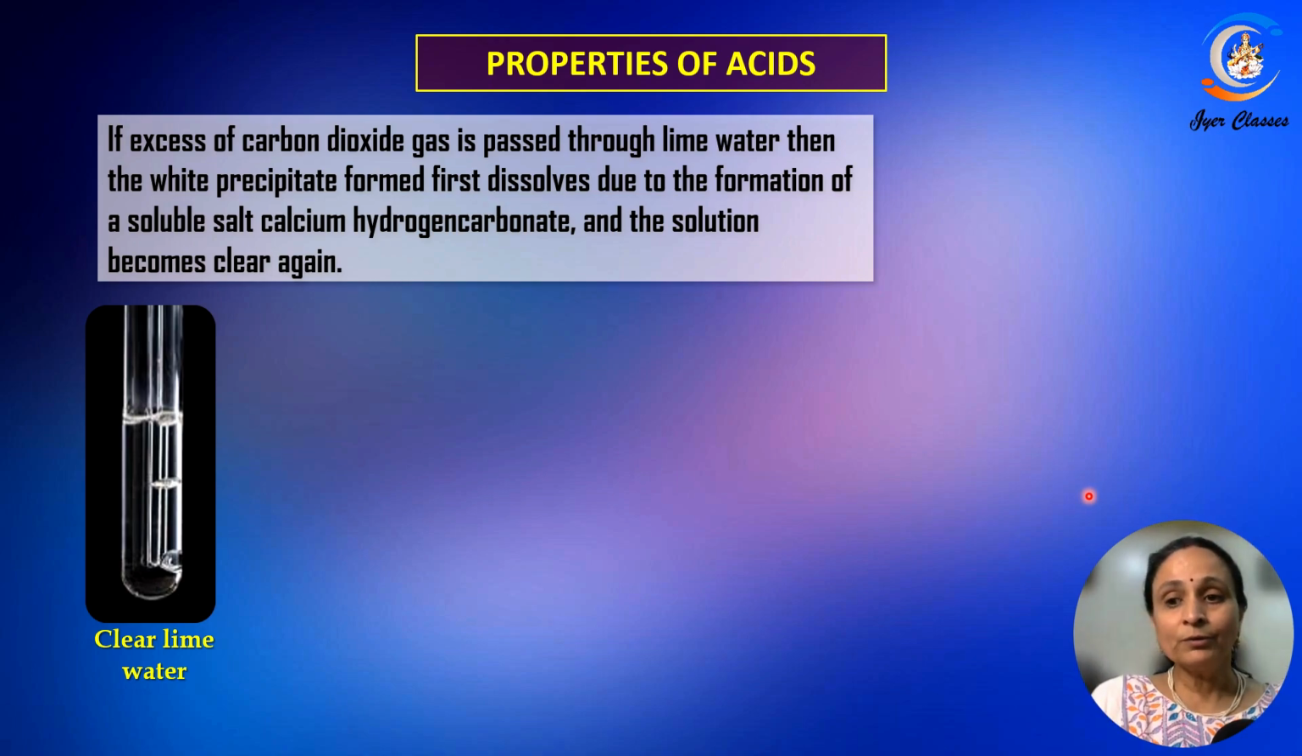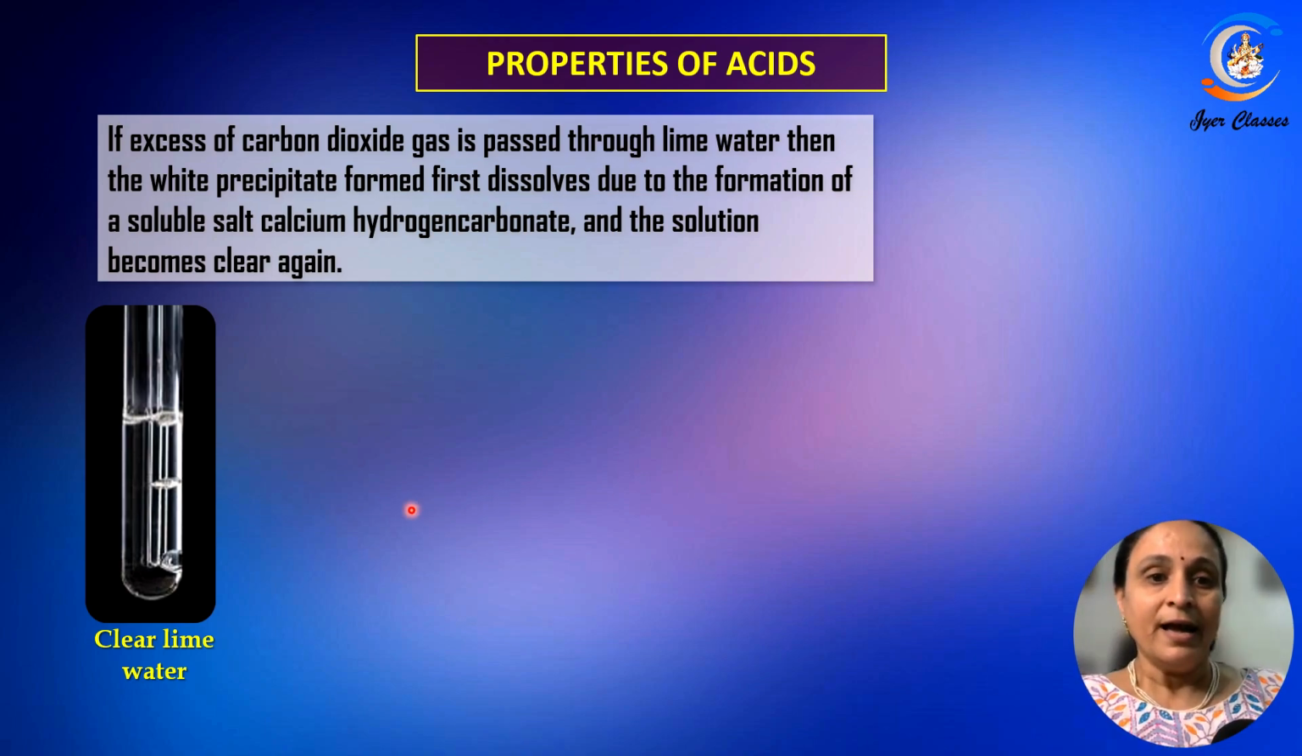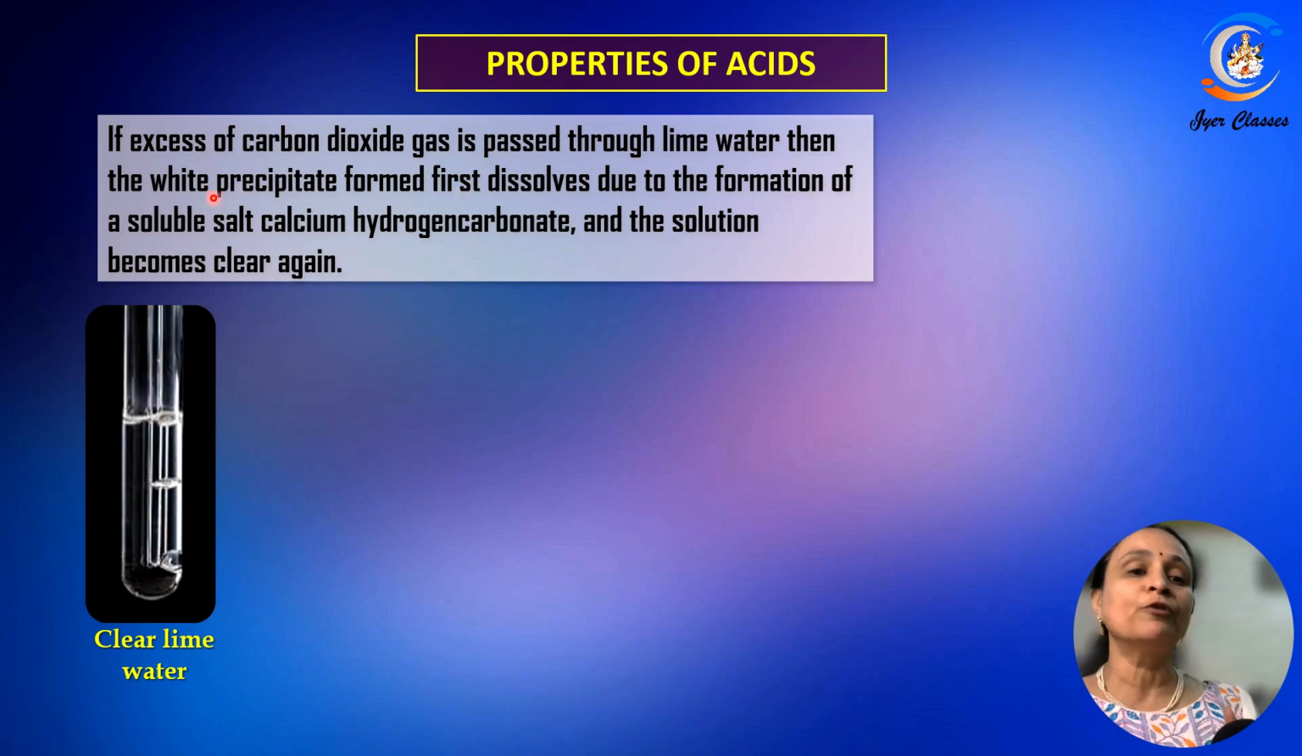So how do you know whether the gas which is formed is carbon dioxide or something else? For this, we will understand one thing. If excess carbon dioxide gas is passed through the lime water, then a white precipitate is formed first, which dissolves due to the formation of a soluble calcium hydrogen carbonate and the solution becomes clear again.